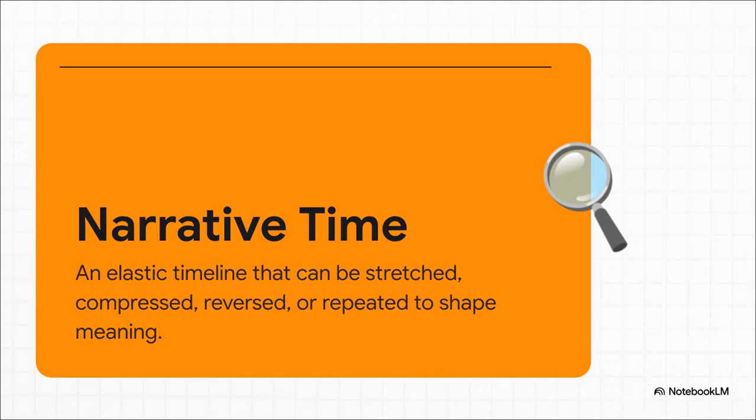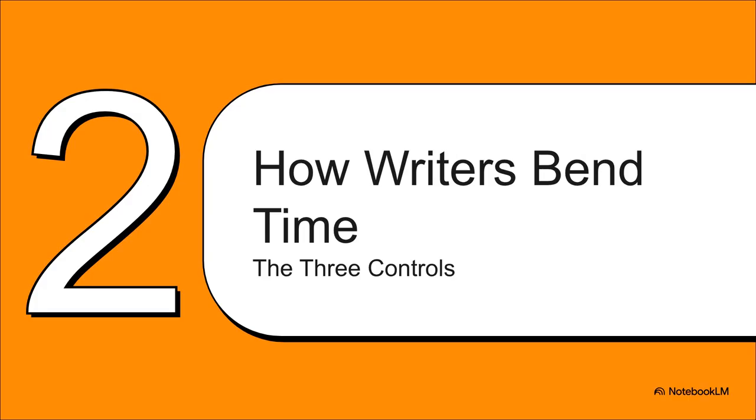A writer can stretch a single second out over 10 pages, making you feel every tiny detail. And in the next breath, they can skip over a whole decade in a single sentence. It's all about directing your attention and messing with your emotions. Okay, so how do they actually do this? How does a writer literally bend time?